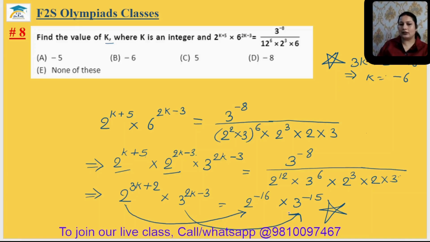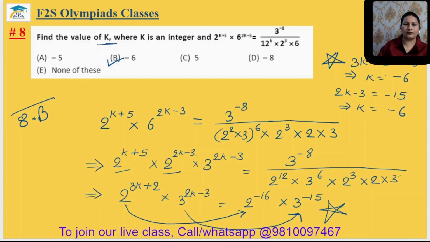Comparing the other sides, we can write 2k minus 3 equal to minus 15. This implies k equal to minus 15 plus 3, which is minus 12, and 2 sixes are 12, that is minus 6. So k equal to minus 6, and we have to find the value of k. That is option number B. The eighth answer will be option B.